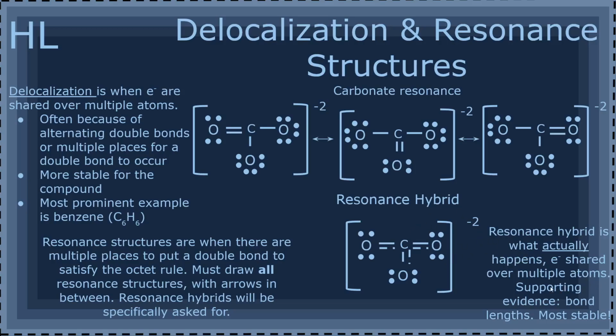Now, supporting evidence for this is bond lengths, because resonance theory states that the bond lengths will be in between a single bond and a double bond, because these electrons are shared rather than just being single bonds or double bonds. Ozone, or O3, is also a good example if you want to look at more resonance structures or resonance hybrids. So, formal charge, I apologize.